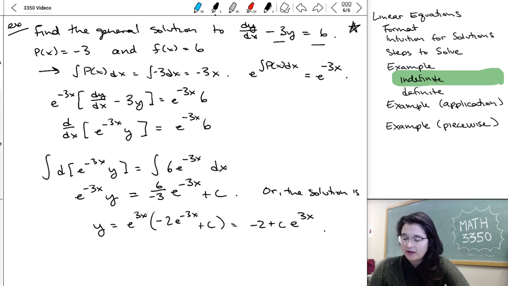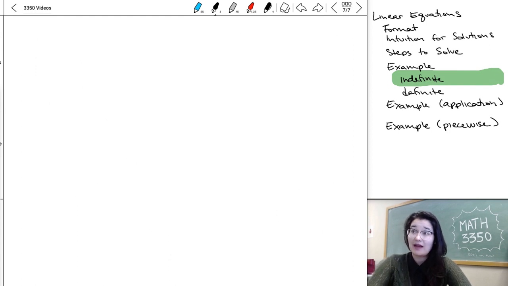Okay, so in our last video, we got this general solution. And so next up, I just wanted to go through some examples of what we would do if we had initial conditions that we had to deal with. So first we're going to do it the indefinite way, where we're solving for that unknown constant. Then we'll go through and do it with those definite integrals.